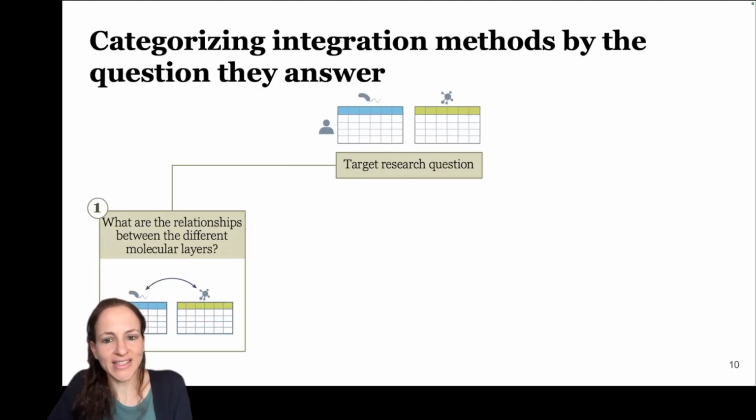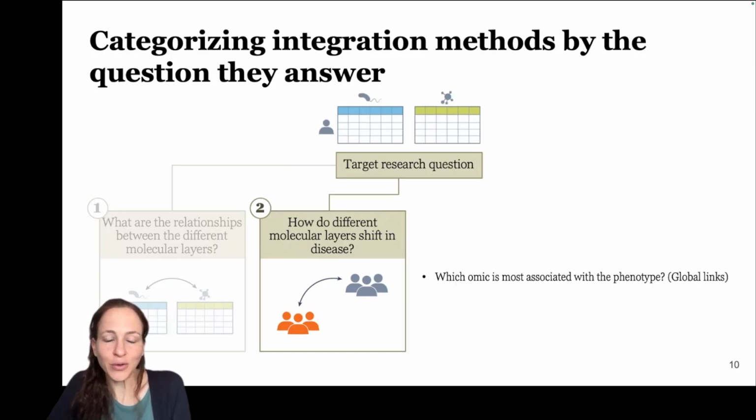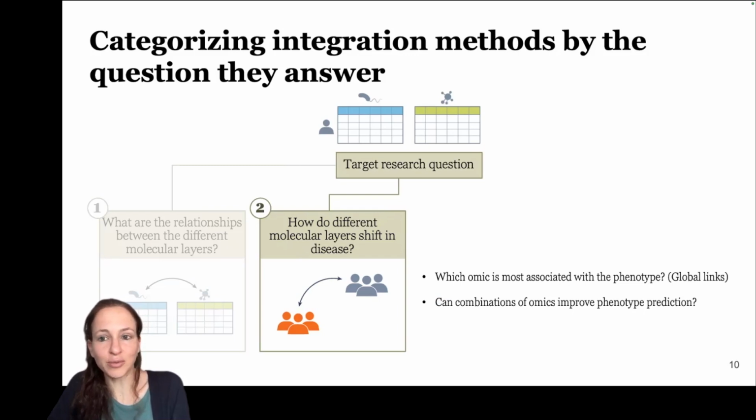Moving on to the next category, we may be interested in understanding how different omic profiles change given a certain phenotype or a disease. We may ask this at the global level, so which omic is most associated with a phenotype. We may want to understand whether a combination of omics can help us better classify samples or improve phenotype prediction. We can also try to identify multi-omic biomarkers of a disease that might outperform single-omic biomarkers.